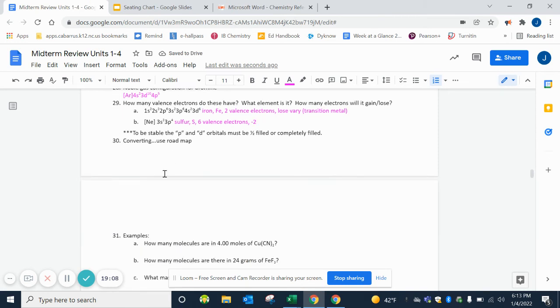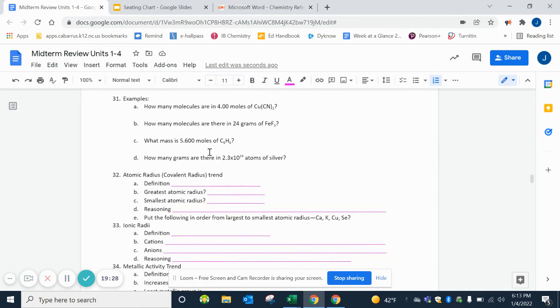All right, I can't put the roadmap on the computer, but remember mole is in the middle, and then you can go to grams, which is your molar mass, or you can go to liters, which is 22.4, which is found on page 1 of your reference table, or you could go to particles, which is also Avogadro's number on page 1 of your reference tables. So then there's some examples here.